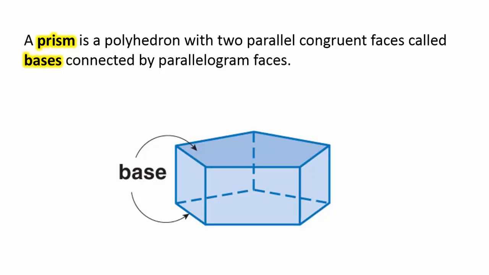Now, again, if you were to use your phone in front of you, the face where you can type the numbers, and then the other side with the camera, that would be the bases of that prism. And this is a polyhedron.